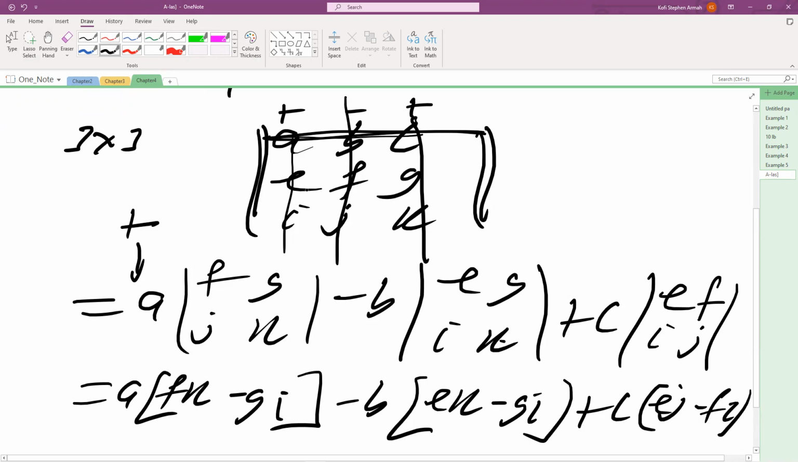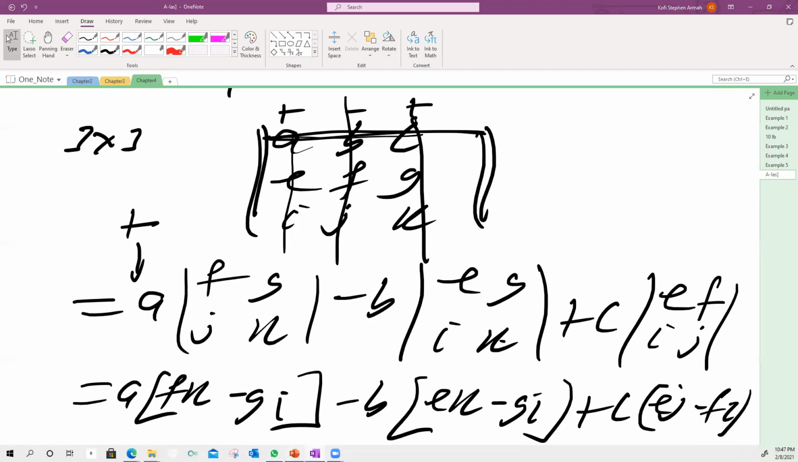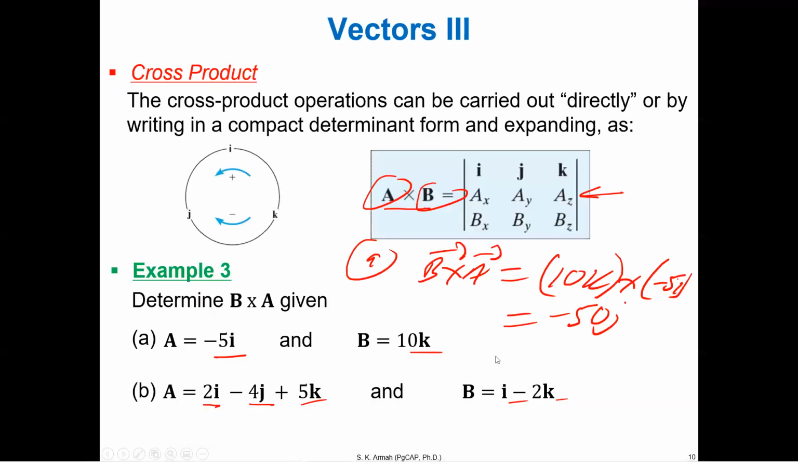Okay, we're going to use the first row in this case. So if you go back to the slide, to evaluate this, you write equals I out. The I is plus, this is negative, and that is plus. So you put the I outside, you cover this and cover that, and you multiply this to that, minus this to that.